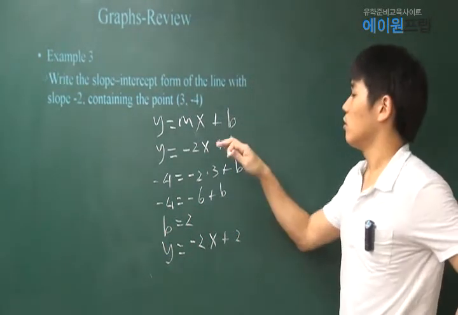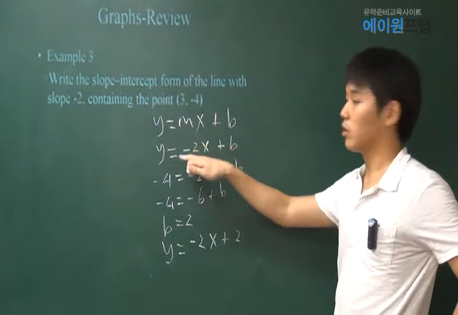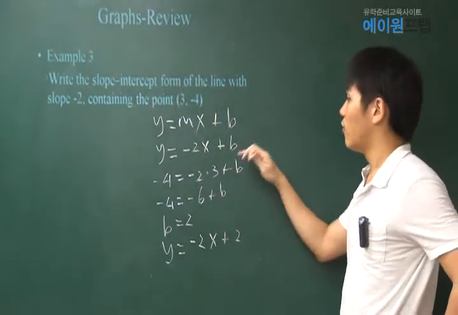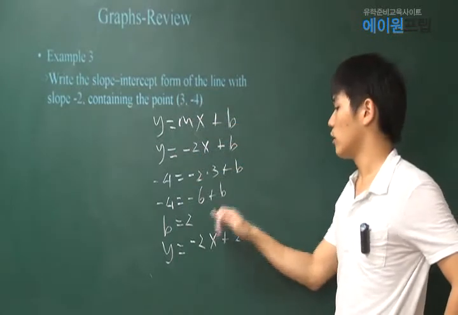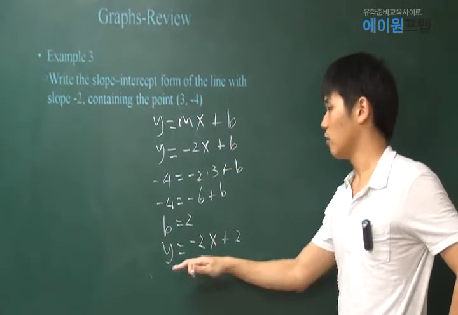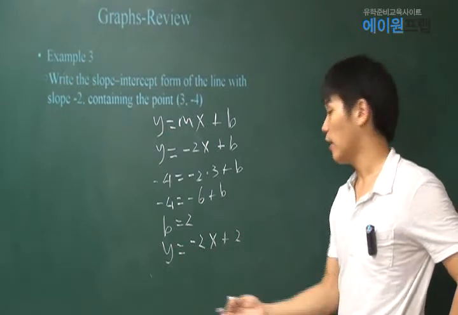Again, remember, you can always input the slope because you know what slope is in front of the x. Finding the y-intercept, you can always input (3, -4) and solve for the y-intercept. Algebraically, you can end up with the slope-intercept form as the final answer.